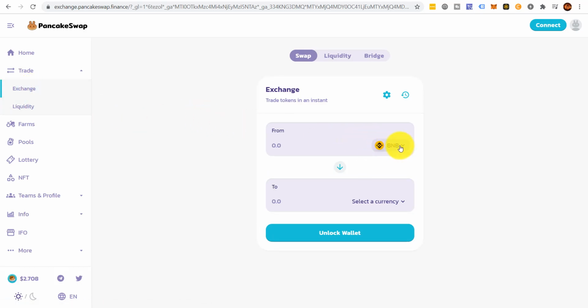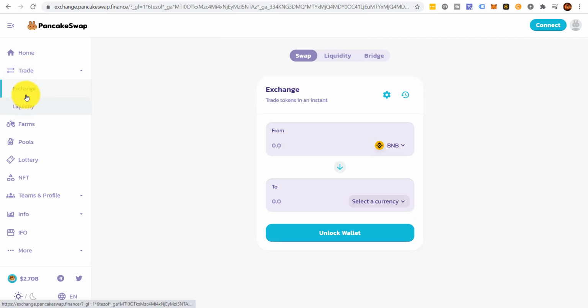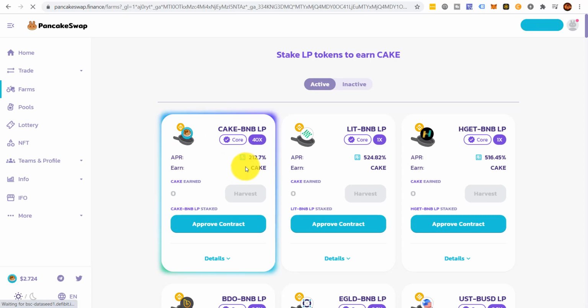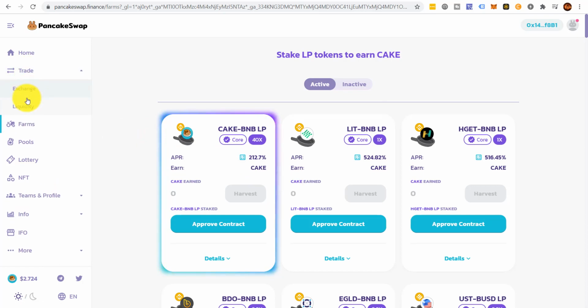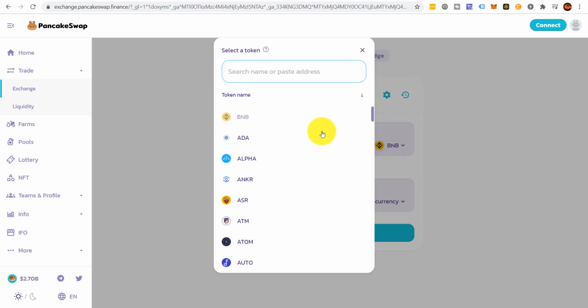We have BNB tokens now, and we need to be able to swap our BNB tokens for, in this case, it was Cake, right? That's what I think I'm going to farm. Yep, Cake and BNB. 212% APR, not so bad. So what you do is come over to Trade, Exchange. We need to exchange. We're going to exchange for Cake.